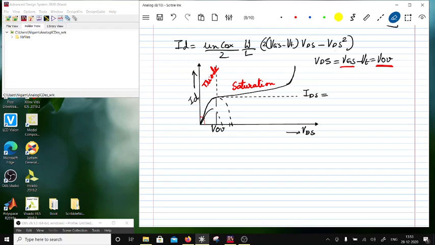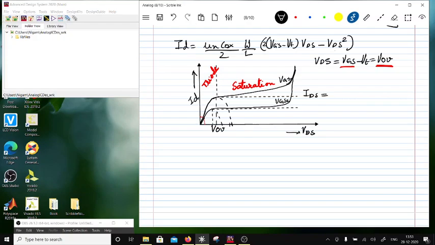Okay, so once it has done this, after that it should become flat. So basically this has happened over here, and this should become flat like this, but this is going to do this. Now notice that the slope for VGS 1 is more than for VGS 2.